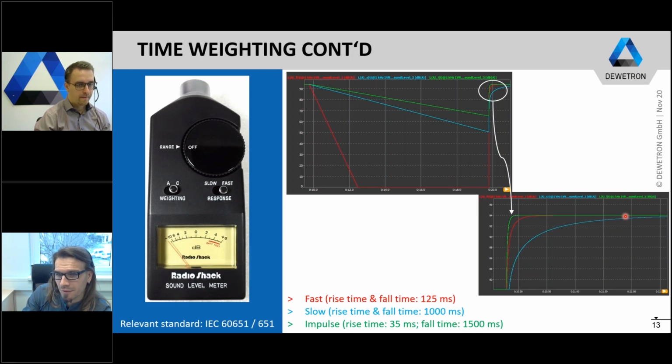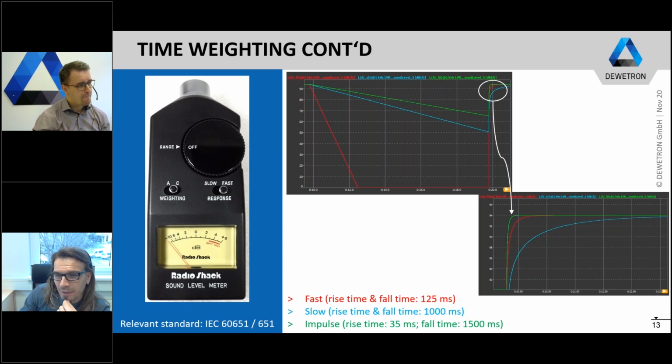Okay. So far, so good, I hope, where you use the sound, the time weighting. Yes. Yes. Can you maybe tell us for which kind of measurement do you use, which time weighting, maybe?